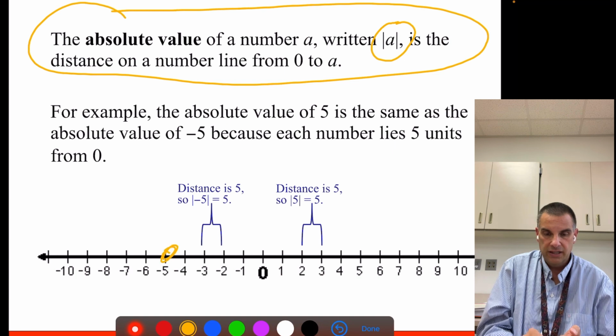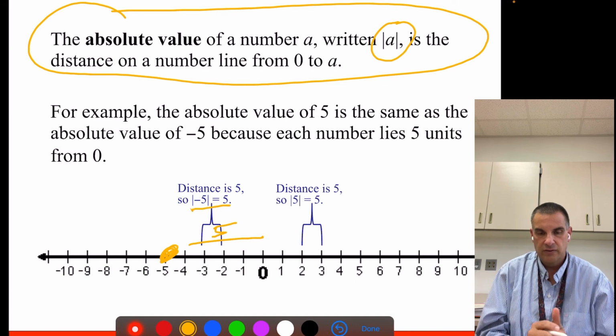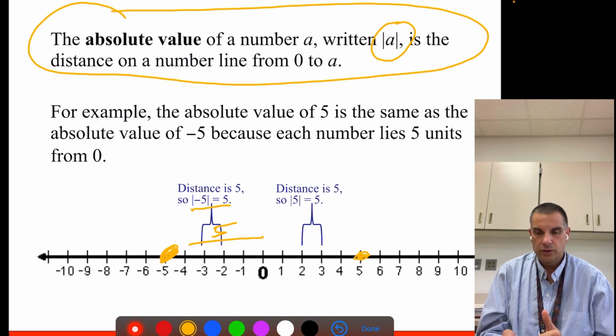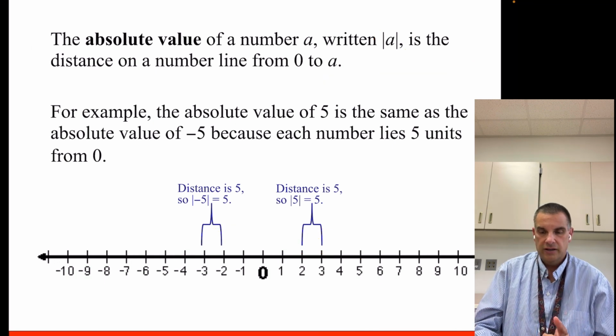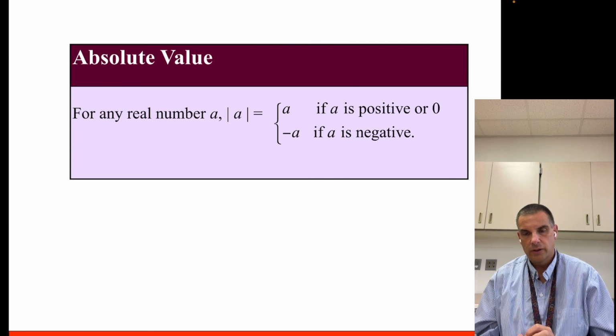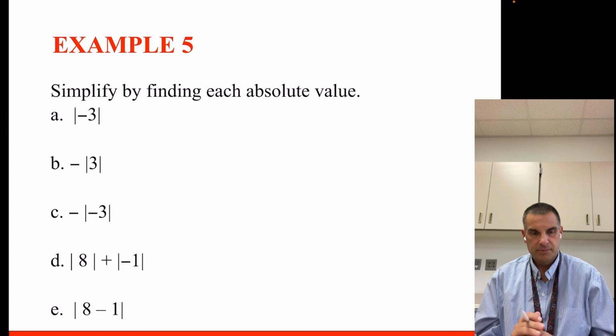So if we look on the number line at -5, -5 is 5 units from 0. So the absolute value of -5 is 5. If we look at 5 itself, 5 is 5 units from 0 on the number line. So the absolute value of 5 is 5 as well. Absolute value is always, always, always going to be positive. So let's look at some examples.